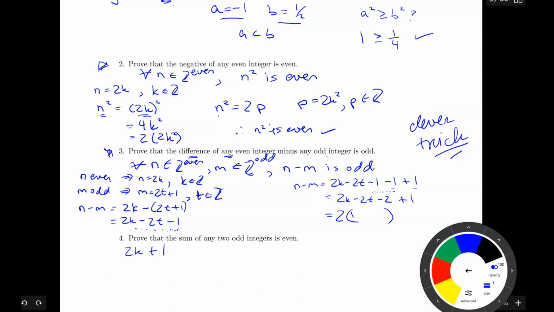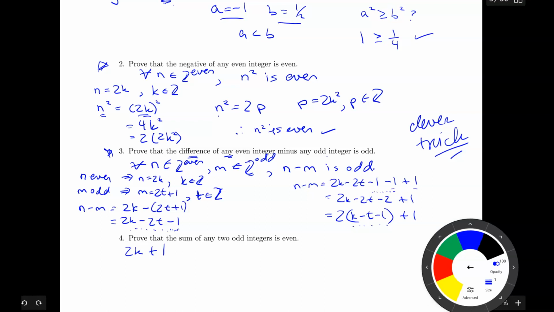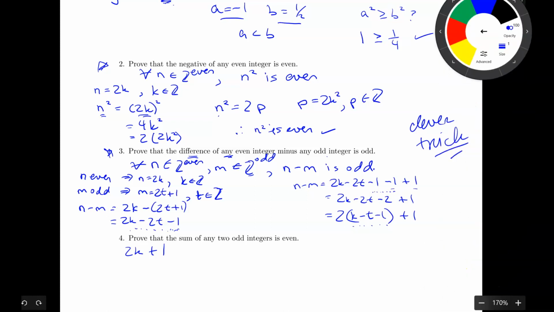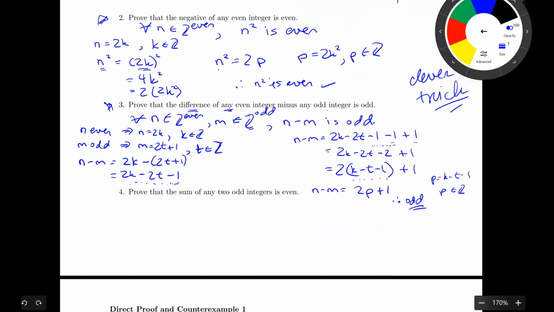Now I can factor the 2 out of the first 3 terms. And so then I can say, let p equal k minus t minus 1, p is an element of the integers. So n minus m will be 2p plus 1, therefore odd. Okay, so make sure you remember that little trick there. So let me finish this last one.